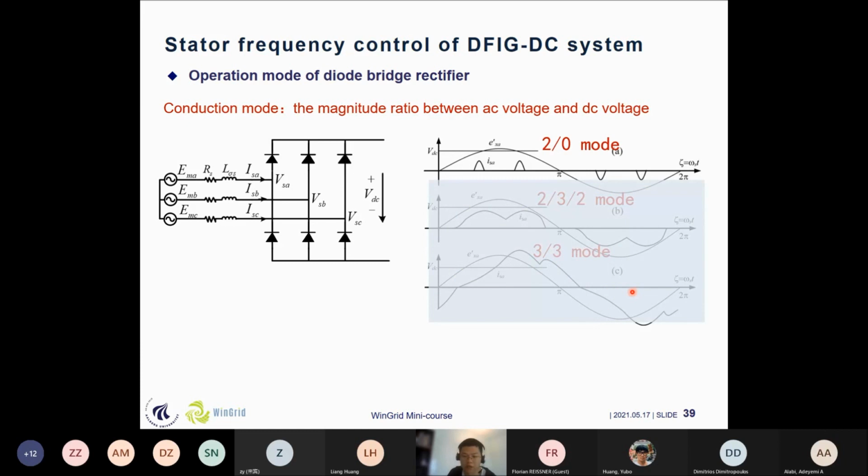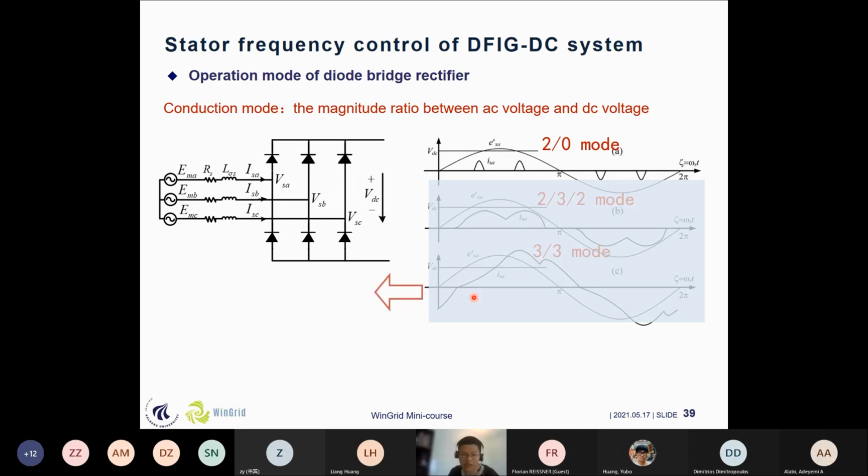And based on this, since we want to make good utilization of this diode bridge, we want to make the current as sinusoidal as possible. It means that we want it to be continuous. So we mainly focus on these two modes. That means that we will control the AC side voltage to be large enough to make it work.